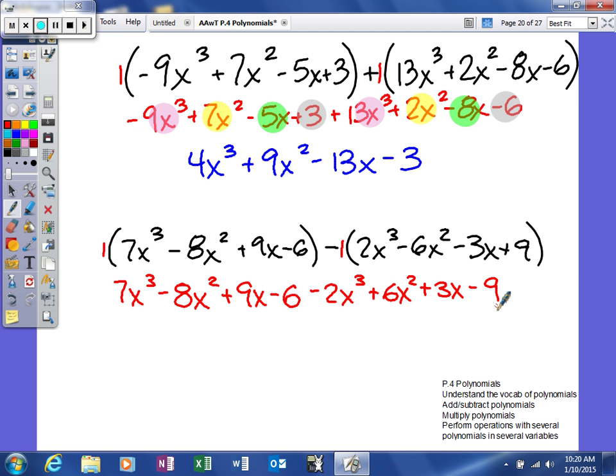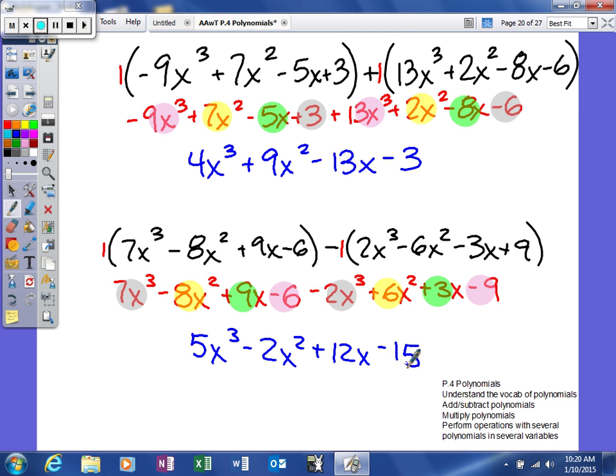And now we can combine like terms. Again, we'll find some like terms, this and this, this and this. This and this, and then lastly, this and this. All right, so combining like terms, what we'll do is we'll say that we put these two together, and it will give us 5x to the third. This and this will give me a negative 2x squared. This and this will give me 12x. And then lastly, my two constants I can combine to give me 15.